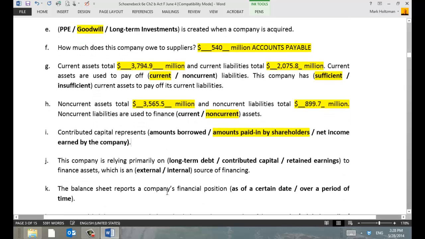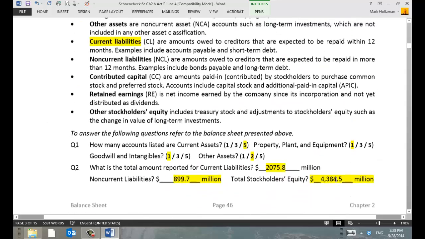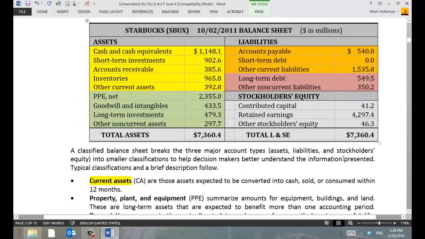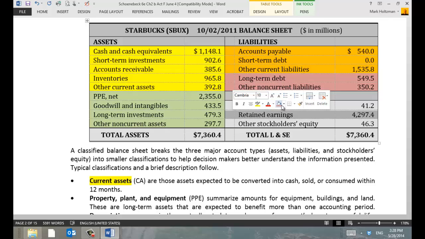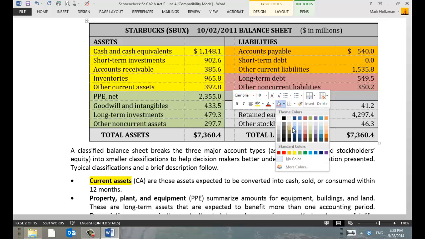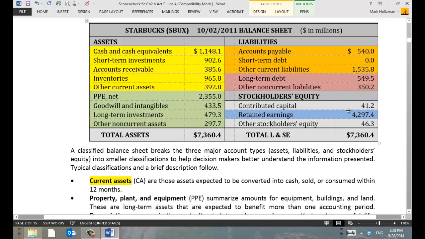The company is relying primarily on what to finance its assets? This is the hardest question here. Retained earnings. Why do you say retained earnings? Yeah, because retained earnings is the big number over here. Here you go. There's retained earnings. This is obviously the biggest number on the right side, indicating that it seems like most of their equity, most of their financing is coming through here.